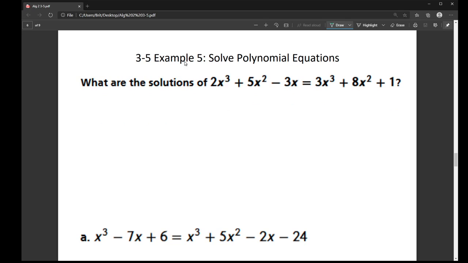In this video, I'm covering example 5 from section 3-5 in the SavvasRealize Algebra 2 textbook. So what we're doing in this example is looking at how to solve polynomial equations.